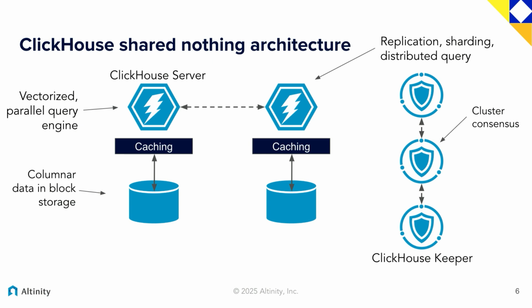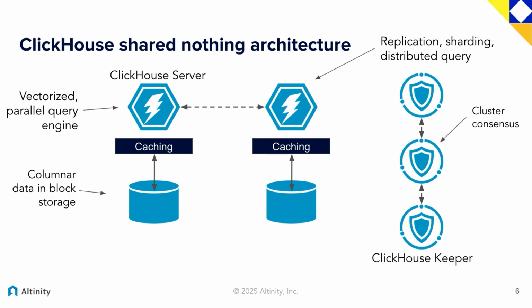Internally, it's a shared nothing architecture. When you have multiple ClickHouse servers, they can be separated as shards, as replicas. Every server has attached storage, and this is columnar block storage. So this is how it has worked for almost 2 decades already. And this is one of the problems of ClickHouse itself.